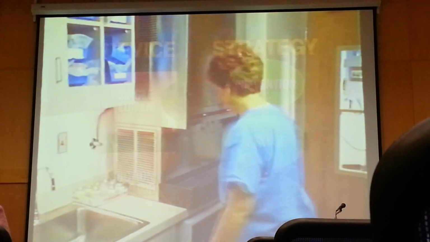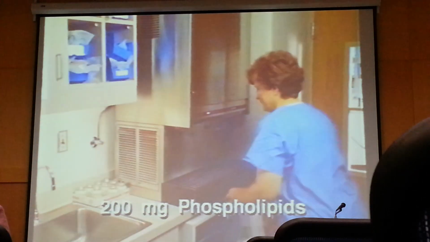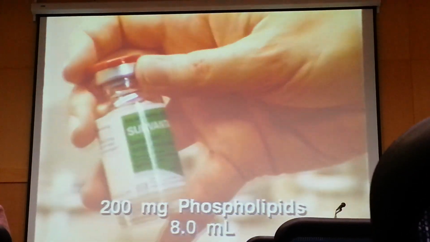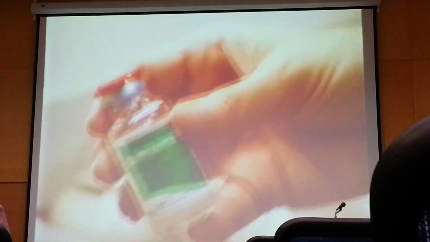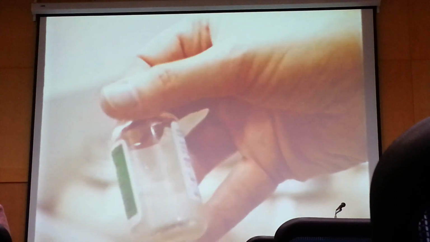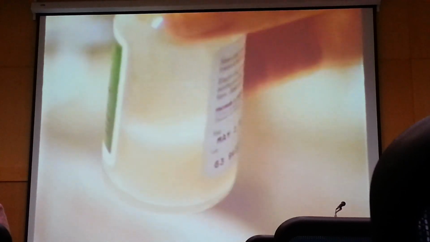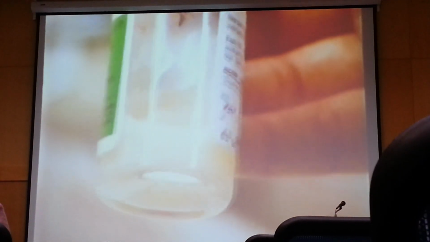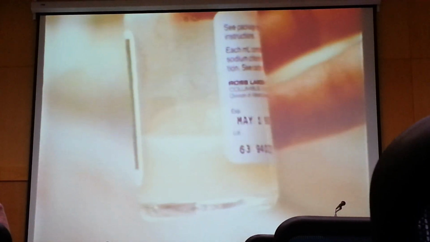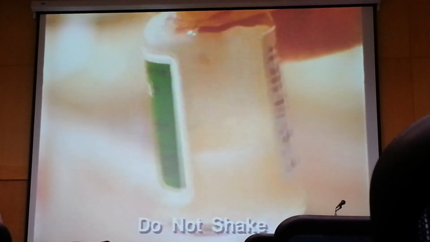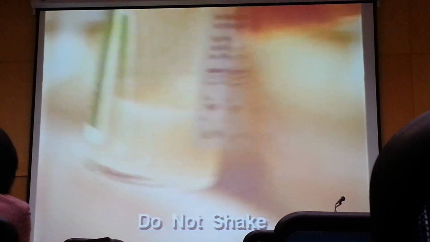Each vial of Surfactant contains 200 milligrams of phospholipids in an 8 milliliter suspension. Refrigerate the drug in its carton and inspect it before use. Surfactant should appear off-white to light brown. Swirl the vial gently. Do not shake it. Avoid foaming the suspension.